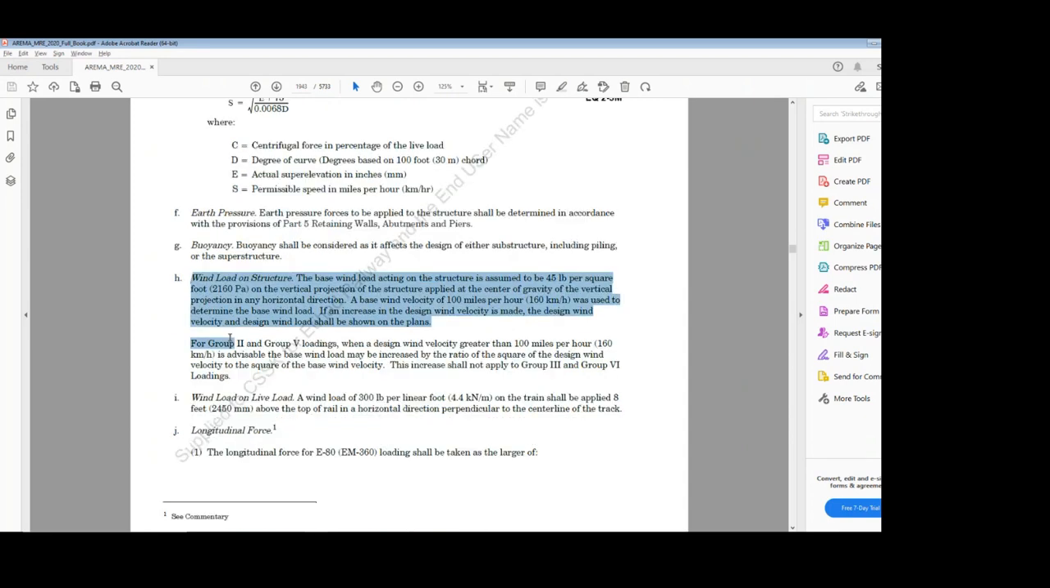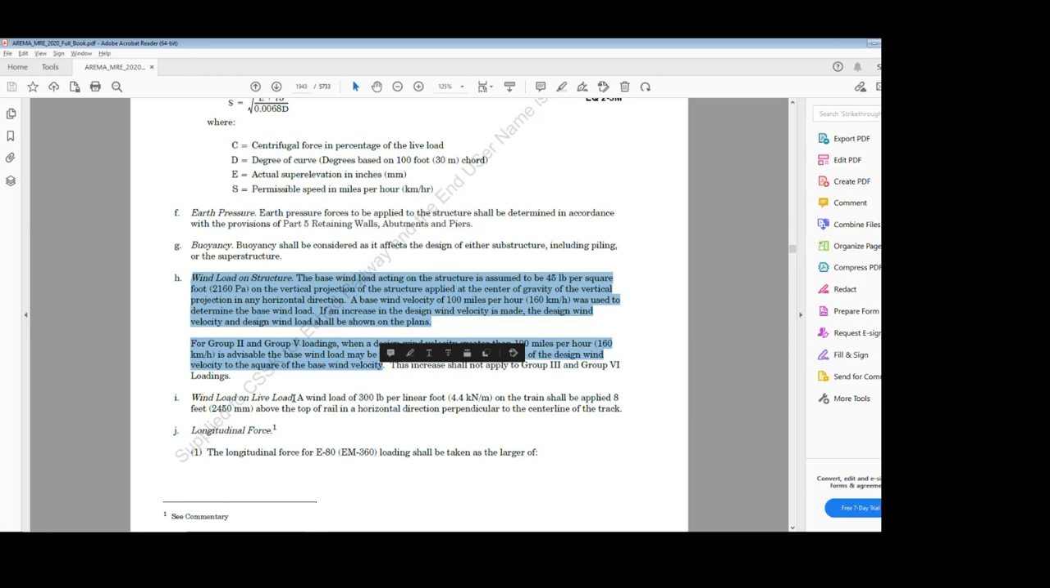This wind load is given in a very simple way here. If you see other codes, wind is very complicated, but here it is written that for a wind speed of 160 kilometer per hour, we have to consider 2160 pascal as wind pressure. For higher intensity of wind load, you need to increase this wind pressure. Wind load on live load is also given here. Basically for box type structures, the area exposed to wind is very small, so generally we do not consider this wind load, but if employers ask for it, then we need to consider it.